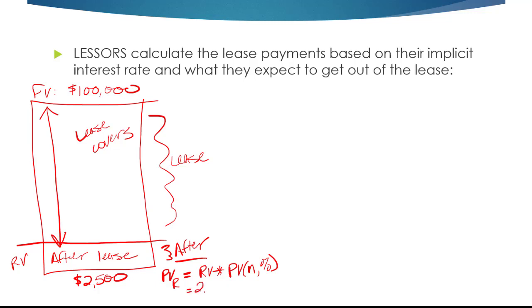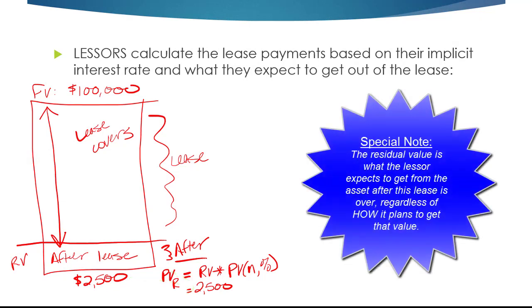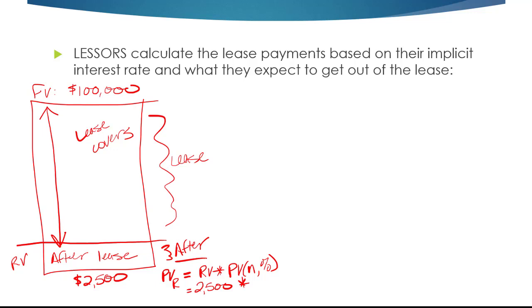So in this case, our residual value is $2,500. And again, this residual value, it can be the open market value that I think I'm going to get back. In our previous example, we used $100,000. It could be a bargain purchase option. I'm going to sell it to you for $2,500 or $60,000 or whatever it is below market value, but then that's what I anticipate getting. It could be, I think I can re-lease this for a certain amount. It could be anything, but we put it in there as whatever we think we're going to get out of it at the end of the lease period. So let's see.